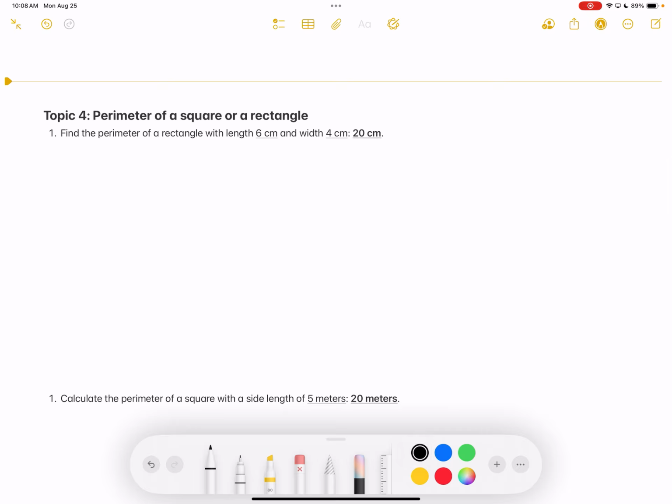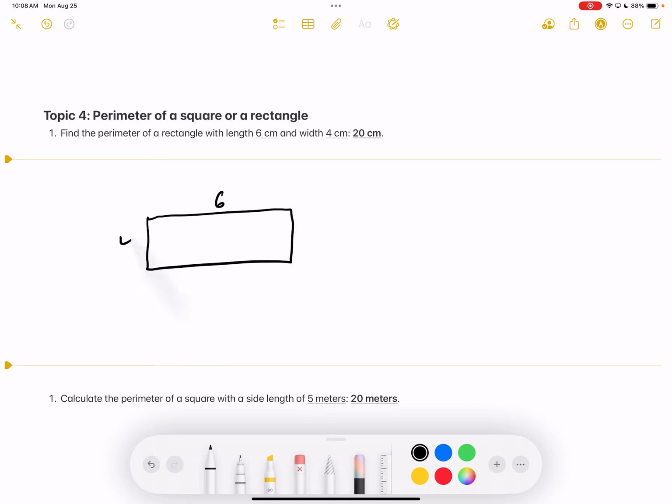The next topic says find the perimeter of a rectangle with length 6 and width 4. Anytime you have a word problem talking about this, it's nice to draw it out. Sometimes Alex will give that to you. So if my length is 6 and my width is 4, the opposite sides are the same. So this is the same as this, so that would be 6. And this is the same as this, which would be 4.